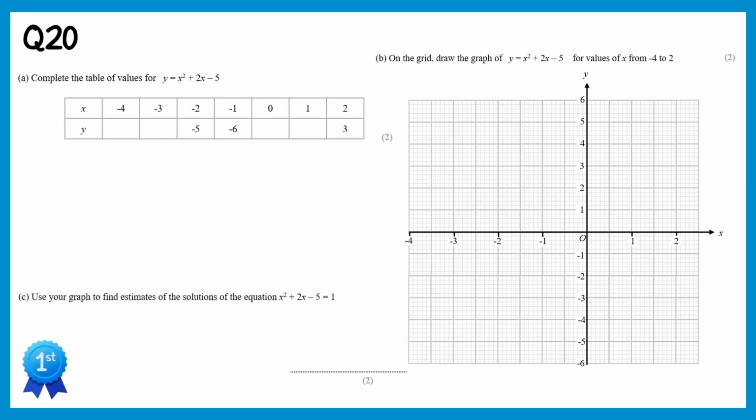For the first part of this question, we need to take all of these x values here and substitute them into this formula here to get some y values. You need to be particularly careful with the negative numbers and make sure you put them in brackets. So let's start with x equals negative 4.